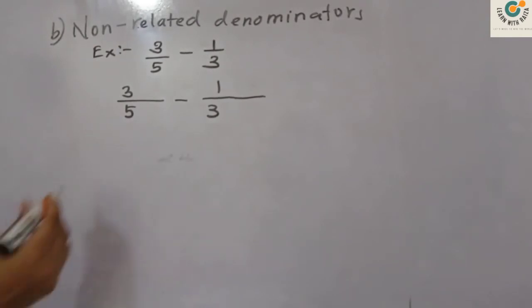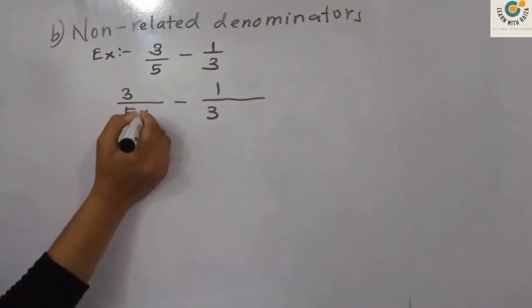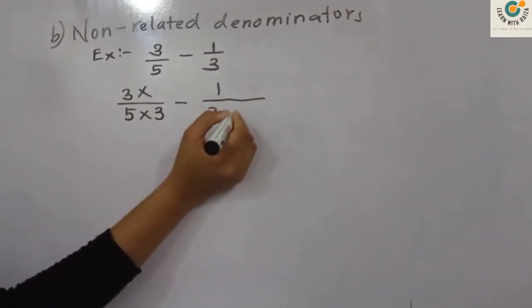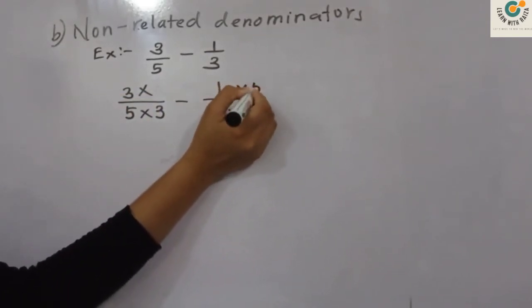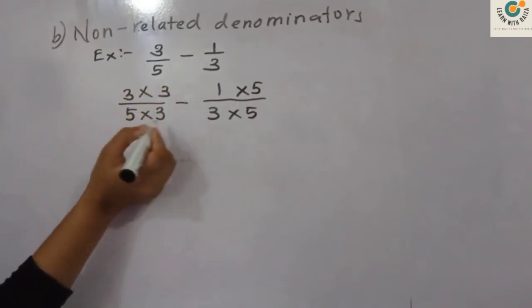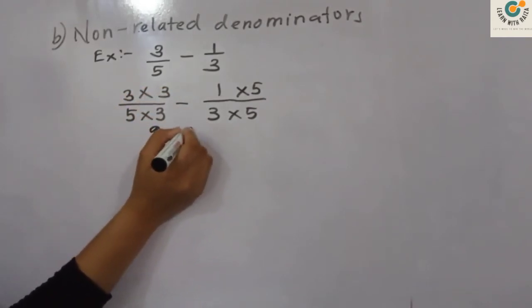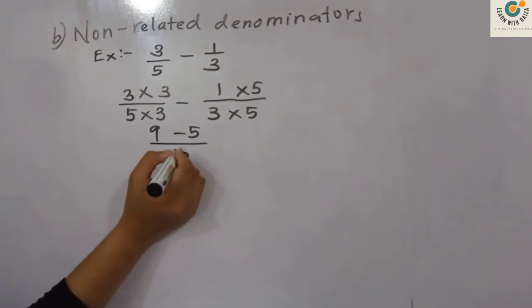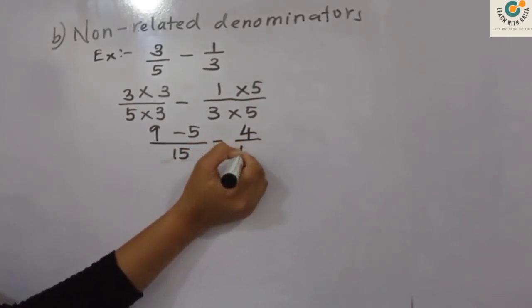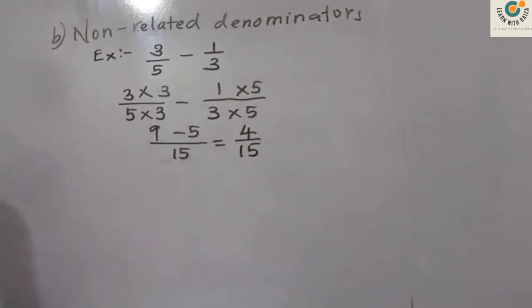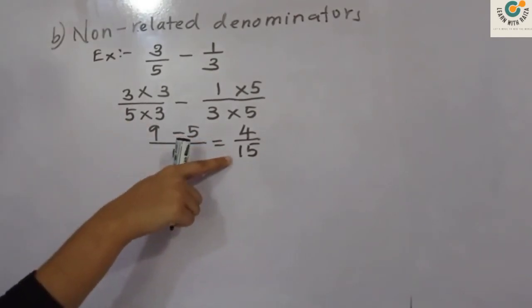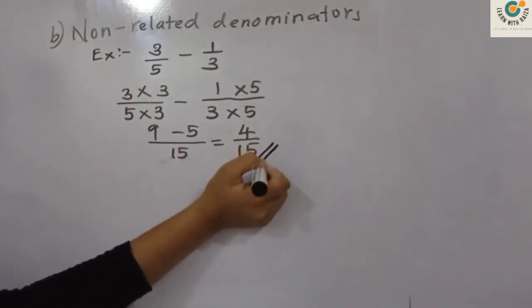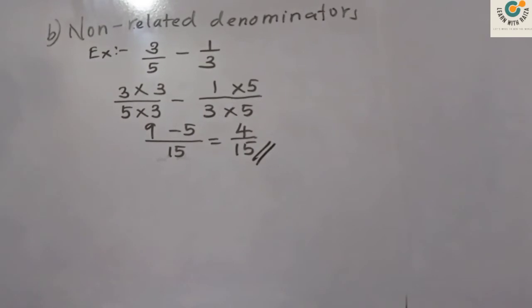Yes, that is 15. How to make 15? 5 times 3 and 3 times 5. So you are multiplying both denominator and numerator by the same number. You are getting 9 minus 5. Common denominator 15. 9 minus 5 is 4. The final answer. You can't simplify it anymore. You don't want to convert into a mixed fraction. See how simple. These are your grade 7 and 8 knowledge.